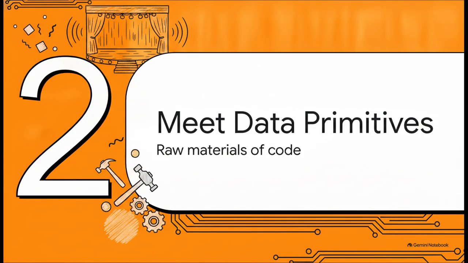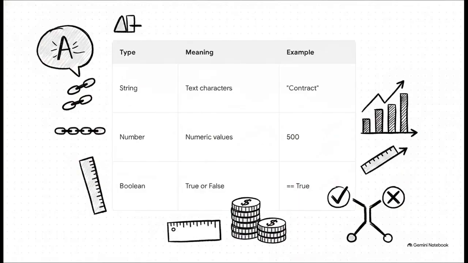Meet the data primitives, the raw materials of code. If our script is a stage performance, and the variables are the literal notes being played, then we absolutely need to know what those notes are made of. Enter the core data primitives. These are the foundational building blocks in pretty much any script.